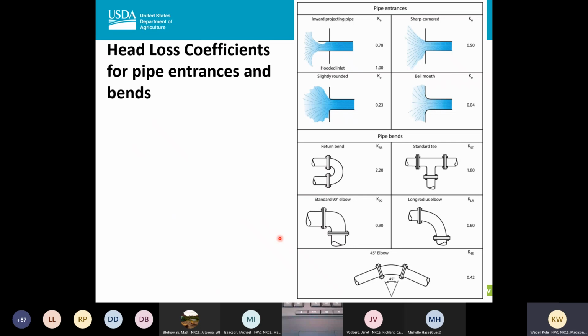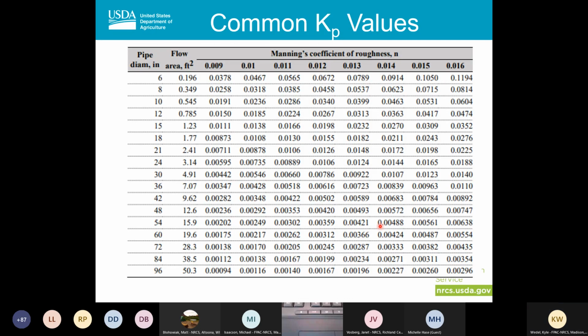And then here are some tables that show you some losses for your bends and some other types of inlet types. Your hooded inlet is an example, as well as all your different bends that you might encounter. And then they give you your K values. And I mentioned those KP values, there was that equation that you can calculate out for everything, or there's this table in the Engineering Handbook where you can find your Manning's roughness, and then find your pipe diameter, and figure out what your KP is so you don't have to go through all the calculations.